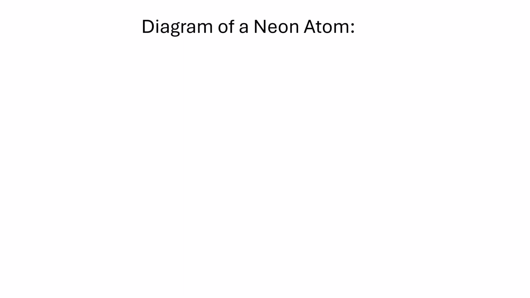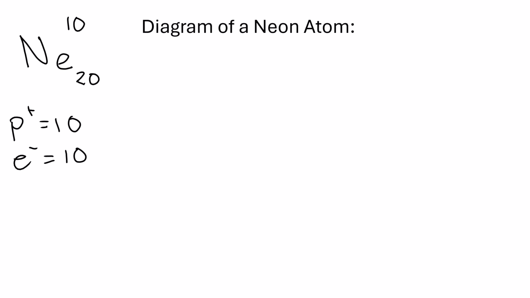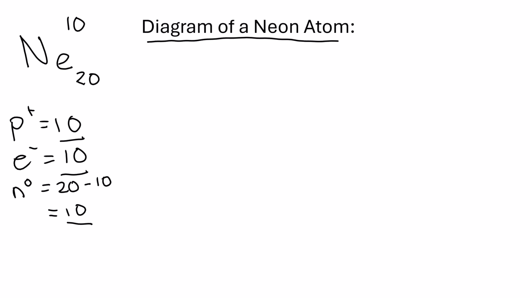Okay, last one, let's try neon. Neon is Ne on the periodic table, and neon is a 10 and a 20. So remember, protons is equal to the small number, electrons is equal to the small number, and neutrons is big minus small, and in this case, again, they are all 10.